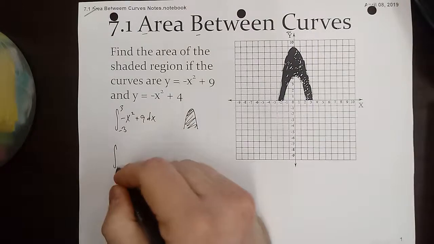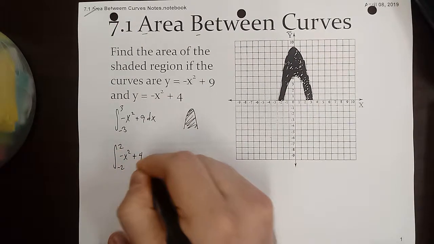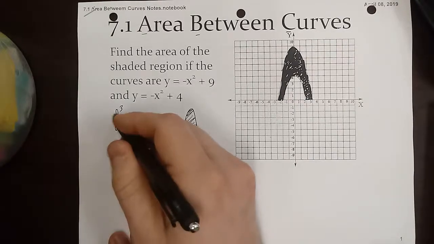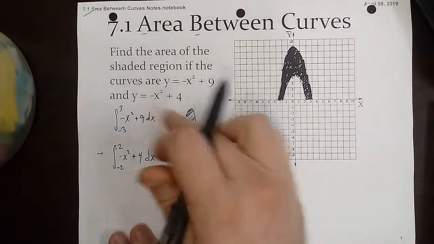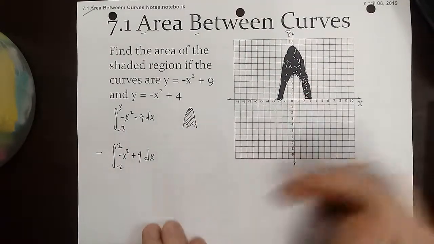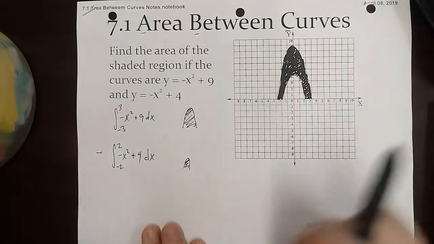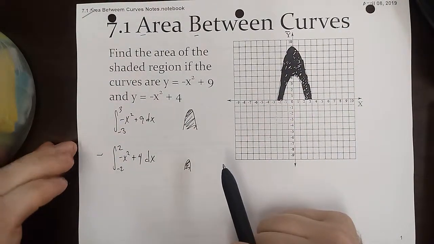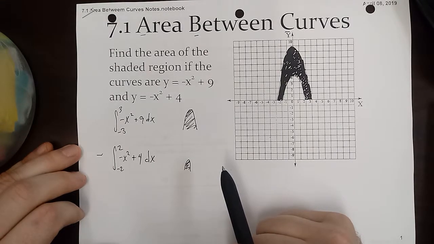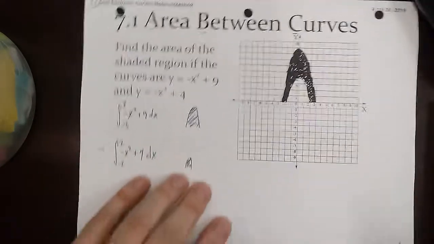took from negative 2 to 2 negative x squared plus 4 dx, and what if we just took this one and we subtracted that one? Would that make sense? Then that would be, yeah, because it would take away this little mini area of the big area and it would just leave this outside portion. And that's all we would need to do. So let's go ahead and do that.